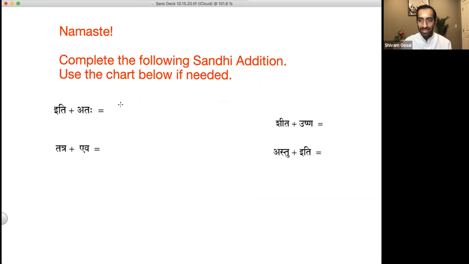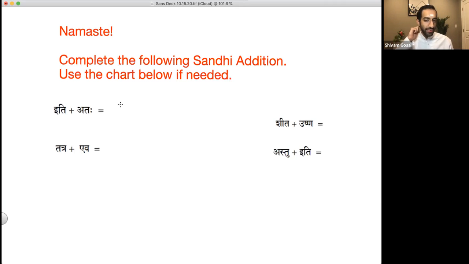Namaste, welcome to class. So start off with some sandhi that's on the board there. So I mixed up a few different sandhis so that we can just try to get some more natural practice. The first we have iti ataha. Okay, so left side we have ikara, ik, and right side we have a.